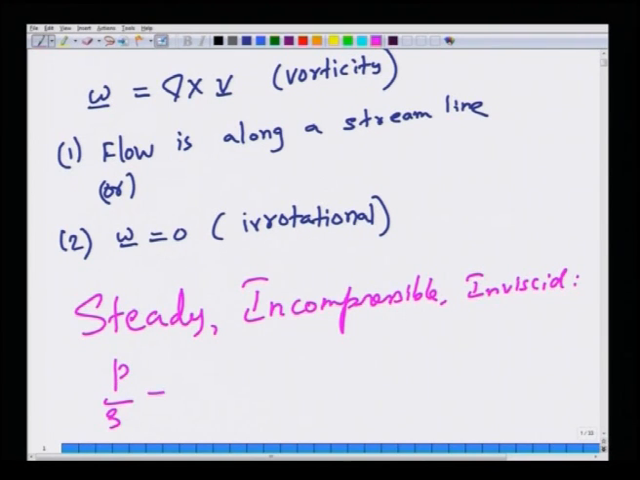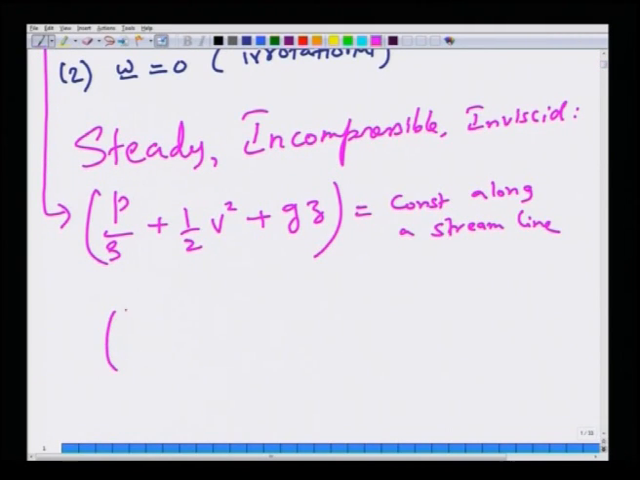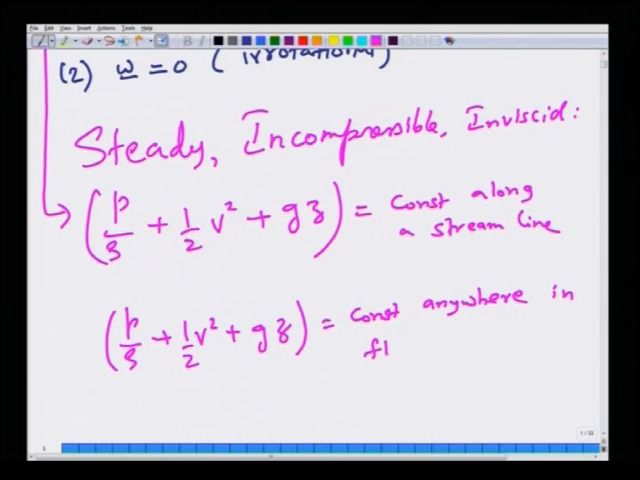So, you have P by rho plus half V squared plus g times z is a constant along a streamline. This is if you use assumption 1, or it is a constant anywhere in the flow if you use assumption 2, that is if you assume that the flow is irrotational, anywhere in the flow if omega is 0. So, these are two independent assumptions, as I have told you in the last lecture. This is a stronger assumption, because we are assuming that the flow is irrotational, but it leads to the simplification that this is a constant anywhere in the flow.